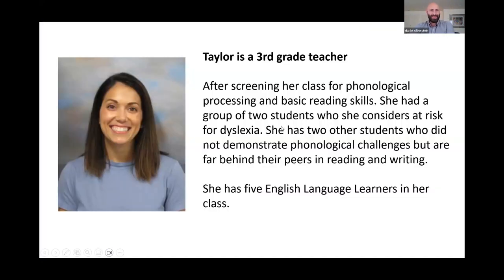So I'm going to jump into a case study here where we'll talk about UDL, and then I'll let you guys go on your merry way. So Taylor's a third grade teacher. After screening her students for phonological processing and basic reading skills, she had a group of 2 students who she considers at risk for dyslexia. She had 2 other students who do not demonstrate phonological challenges, but are far behind their peers in reading and writing, because that can happen too.